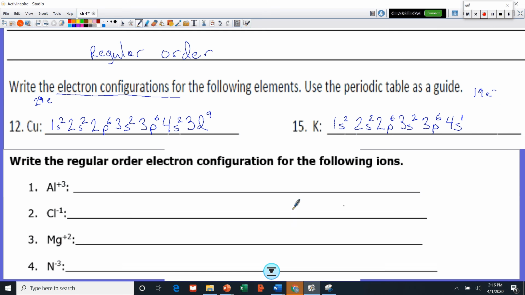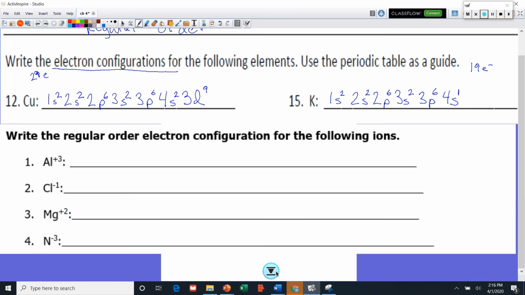All right, now, when we look a little further down here on this page, for these, the difference is all of these are ions. So what changes about an ion? Remember that a cation, which is positive, loses electrons. And then an anion, which is negative, has gained electrons.